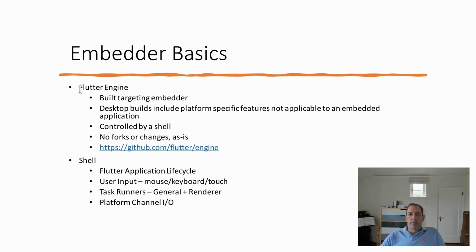Embedder Basics. The component here is the Flutter engine. It's a unique build, which is different than a desktop embedder build. So it's built targeting embedder. Desktop builds include platform-specific features not applicable to an embedded application, so they're turned off. The Flutter engine is controlled by a shell, and for AGL, we have no forks or changes, as is. The engine repo is located here.